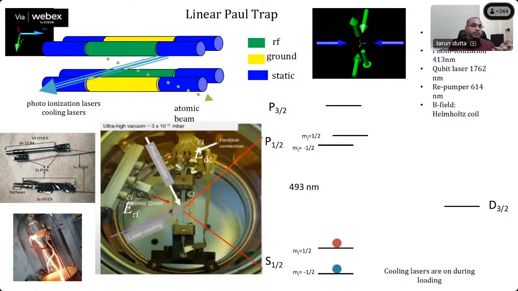Usually people initially do this by using a filament. If you heat up the filament, it will give off electrons, and those electrons will bombard the atomic vapor and ionize it. But when you heat up the filament, not only electrons come out; some other bad stuff will also come out that will deteriorate your vacuum quality.